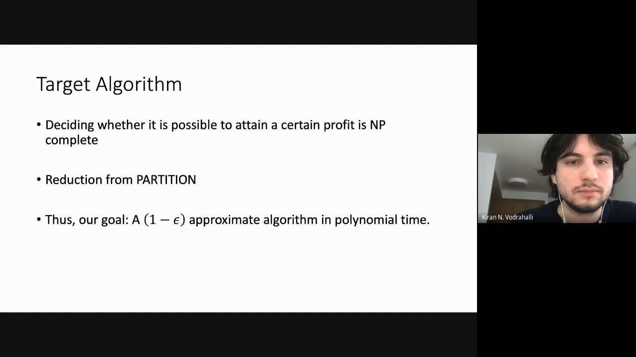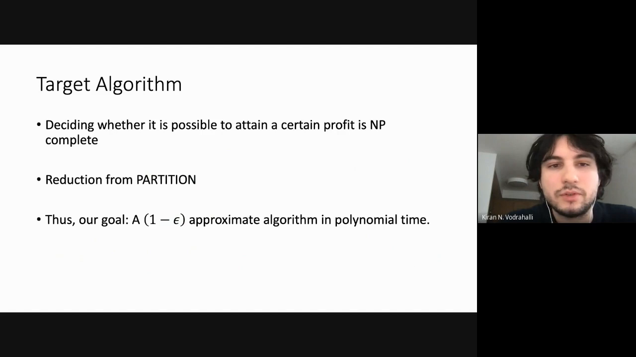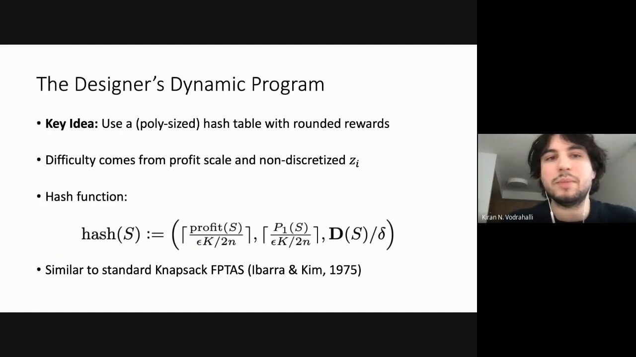All right. So first, we have to figure out what we should even try to shoot for. It turns out that determining whether it is possible to obtain a certain profit is NP-complete via a reduction from partition. So our goal is just an approximate algorithm in polynomial time. So we can come up with the following dynamic program for the FPTAS. The key idea is that we're going to use a polynomially sized hash table. We're going to round the rewards appropriately in a manner very similar to the standard knapsack FPTAS by Ibarra and Kim.